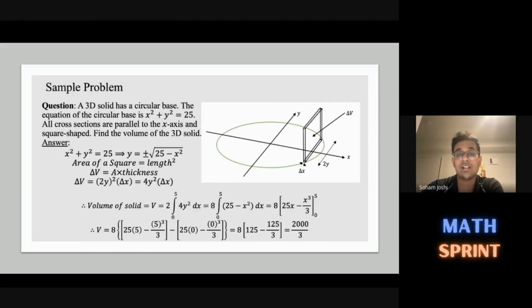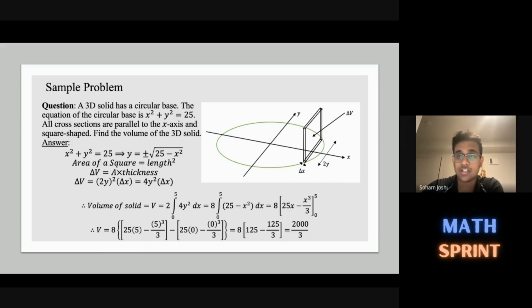A three-dimensional solid has a circular base. The equation of the circular base is x squared plus y squared is equal to 25. From this equation, we should be able to figure out that the radius of this circle is 5. If you don't know the formula for circles in a Cartesian plane, it is (x minus a) squared plus (y minus b) squared equals r squared, where r is the radius of the circle. Since r squared is equal to 25, the radius is equal to 5 units.